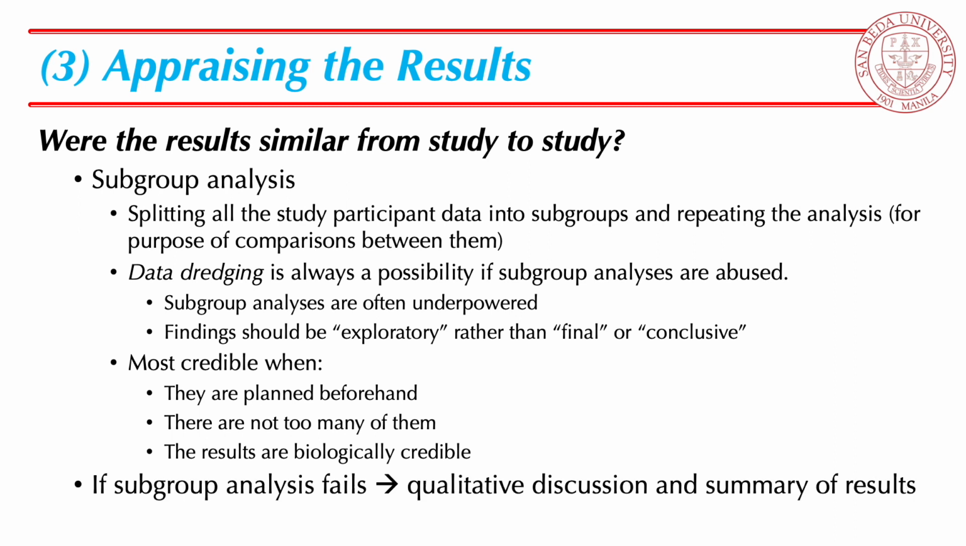If subgroup analysis fails to identify a credible source of heterogeneity, there is no reason to insist on presenting a quantitative estimate of overall or pooled effect. Instead, the authors should resort to a qualitative discussion and summary of results.